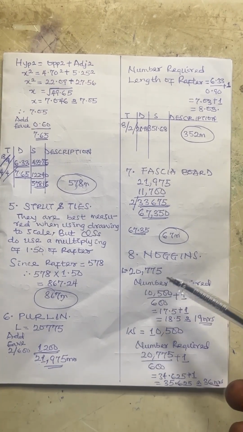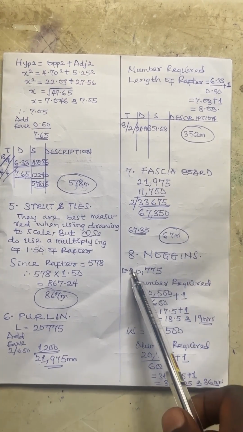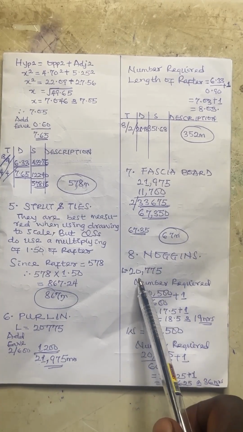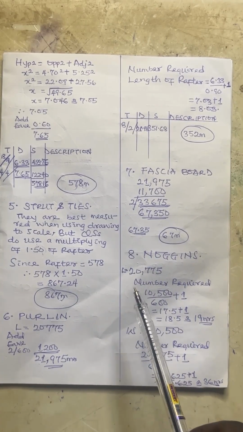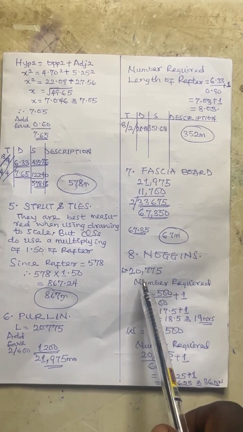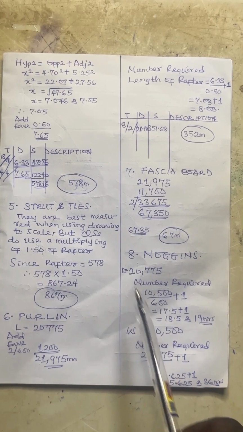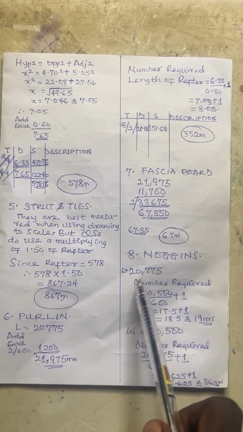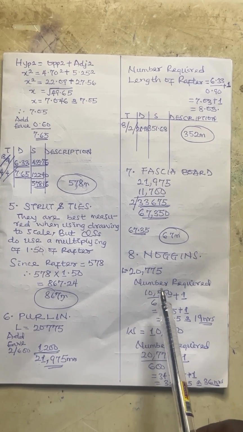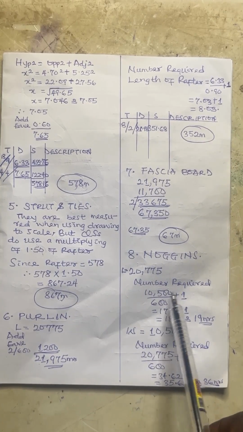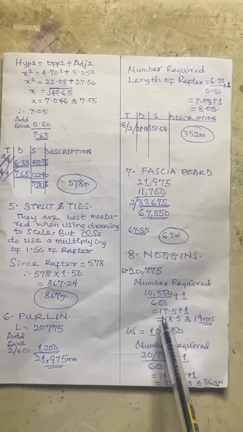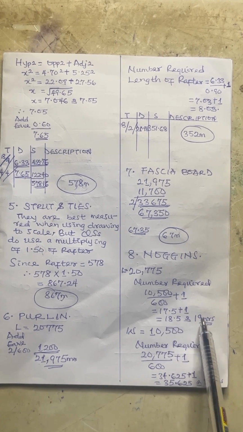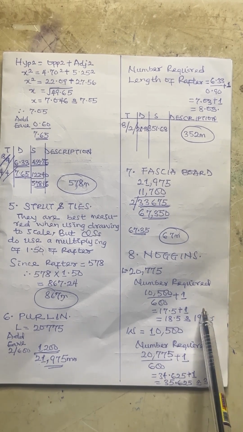So now we have noggins. We have length, which is 20,775, the length of the room. To get the number required that is going to run along this length, we are going to use width to determine that. That's 10,500 divided by 600 plus 1, and then we have our final answer to be 19 number required.